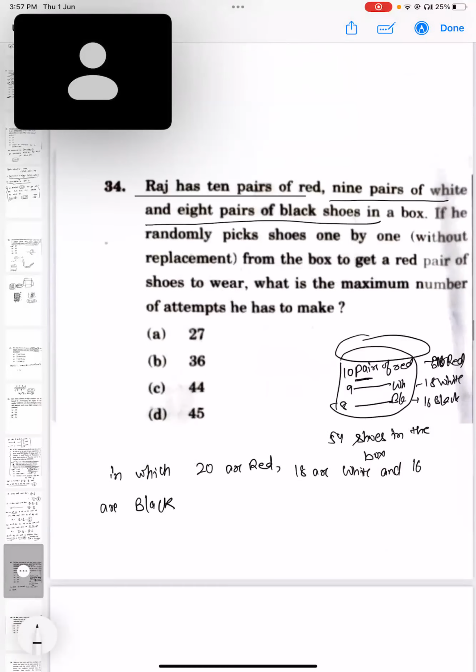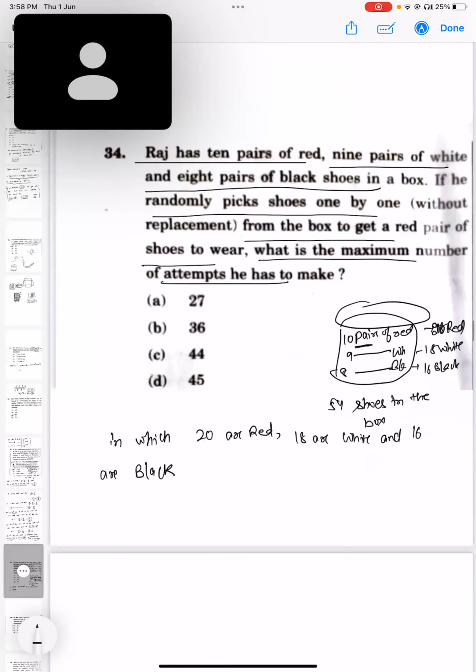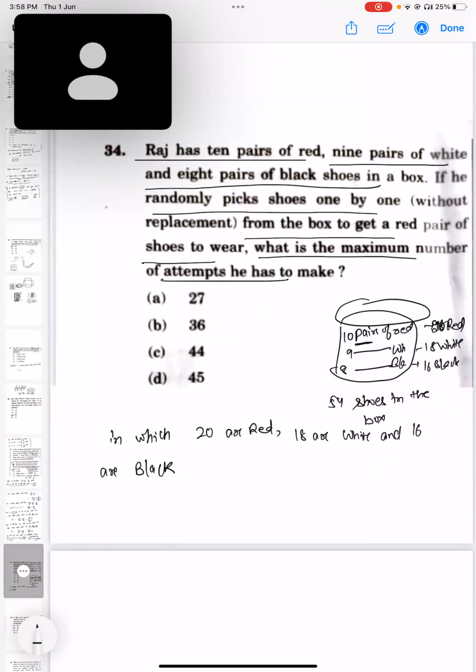If he randomly picks shoes one by one from the box to get a red pair of shoes to wear, what is the maximum number of attempts he has to make? How many attempts does he have to make in order to get a red pair of shoes? How can we do it?